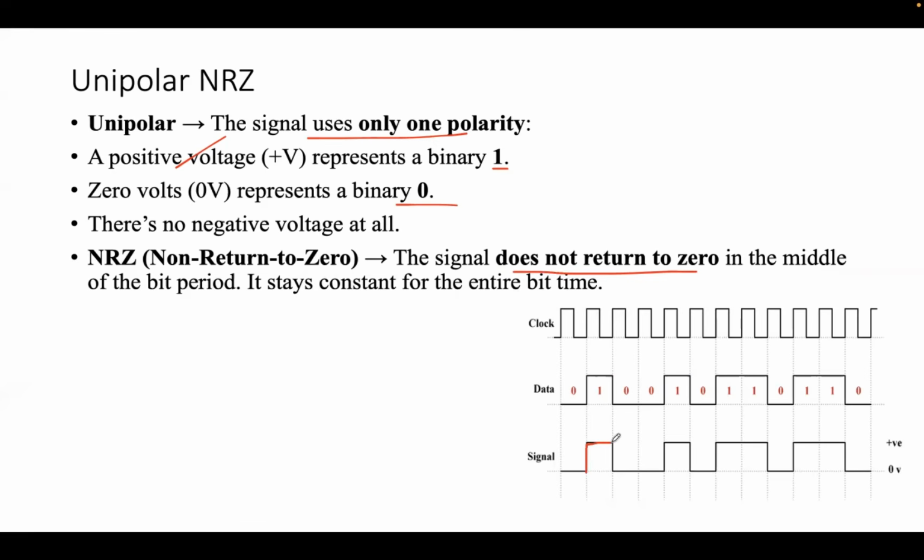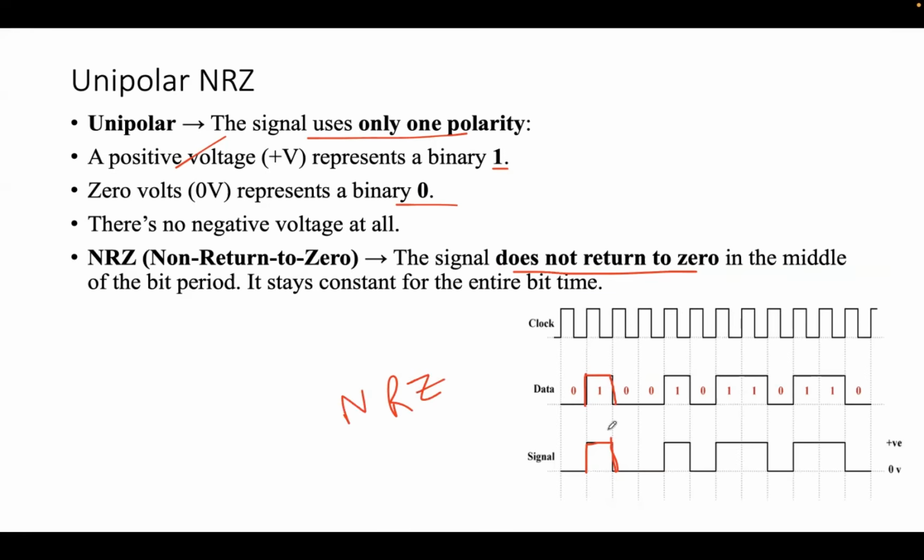Say if the signal is something like this, or if the signal stays constant for the entire bit time. So this is a complete bit time for this bit 1. If it remains the same, then we say that it is non-return to 0.